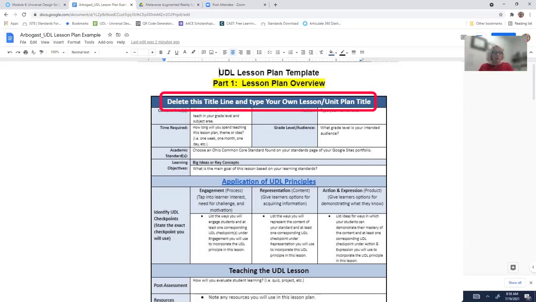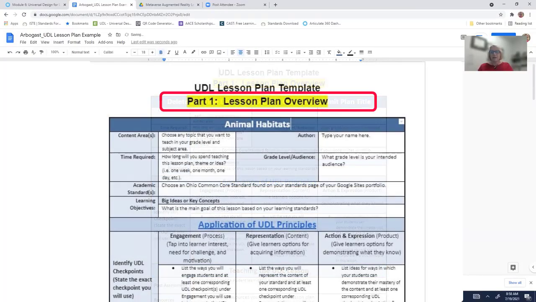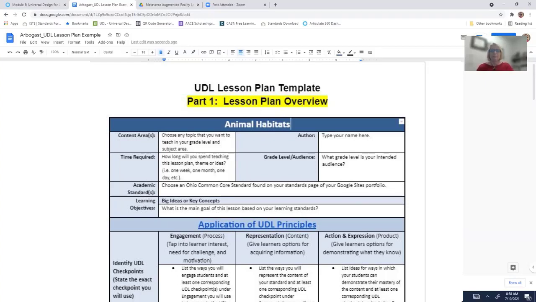And for me, I am going to work with animal habitats. So animal habitats is my theme for this particular lesson plan. The content area is going to be the subject area that you're working on with animal habitats. And for me, this is science. And then if I tab over to author, it's obviously your name.